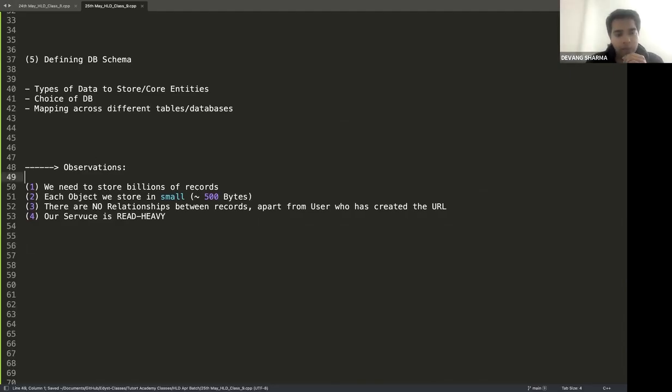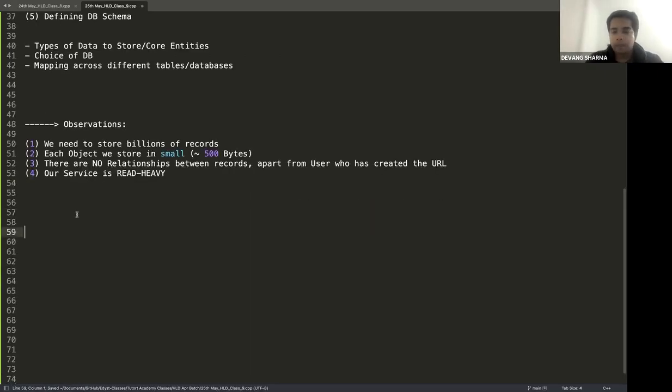First things first, we need to store billions of records. Let's make some observations about the system we are trying to build. 30 billion URLs we talked about over a period of 5 years, so we need billions of records. Each object is relatively small, almost 500 bytes. There are no relationships between records. This is an important factor. There is a user who has created the URL. We do not have 10, 20, 50 different kinds of tables or entities in our system. We basically have two entities: one is a user, one is a URL. And the only relationship that we want is between user and URL. Our service is extremely read heavy. That we also know about.